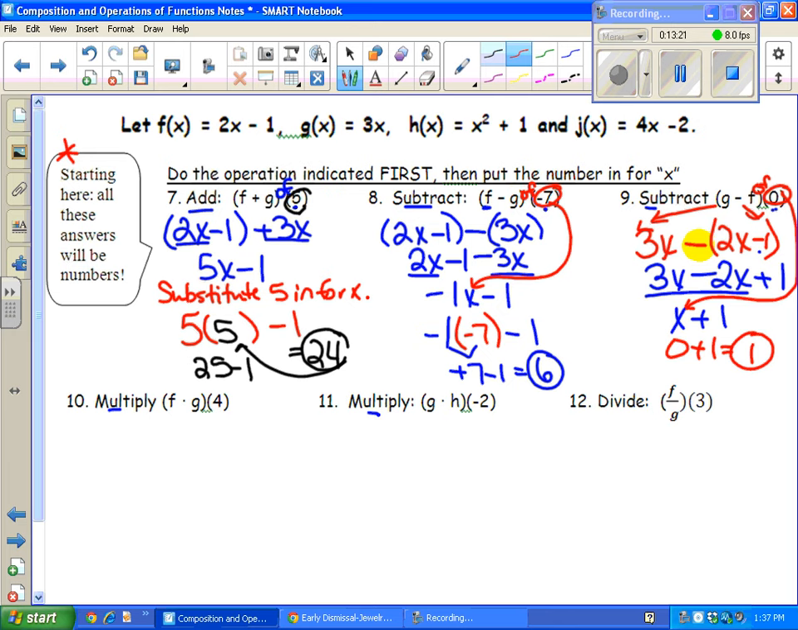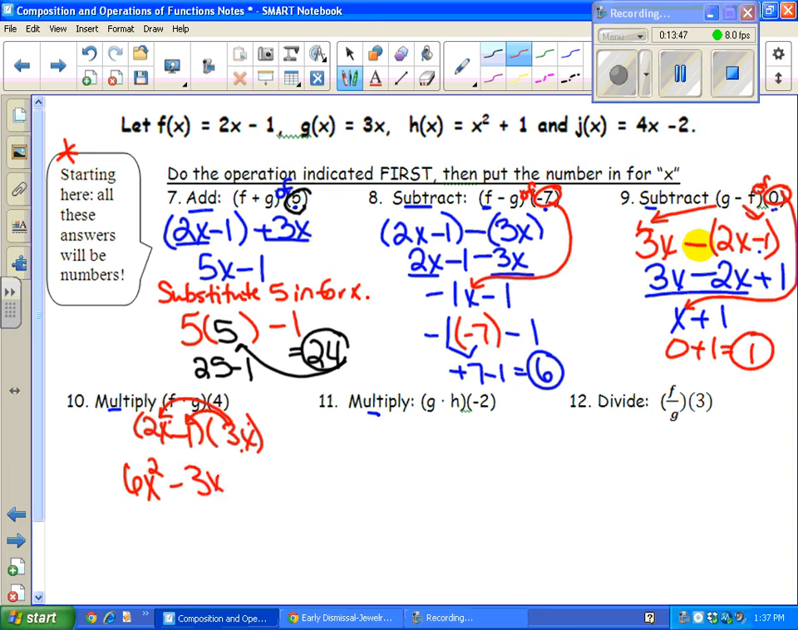Multiply f times g, 2x minus 1 times g, which is 3x. We have done this problem a little bit earlier, but 3x was in the front. It still does not matter. This has to be multiplied by the first, and this has to be multiplied by the second. So 3x is distributed to 2x, and I get 6x squared. Mama rule: multiply bigs, add littles. Those are like x to the firsts.